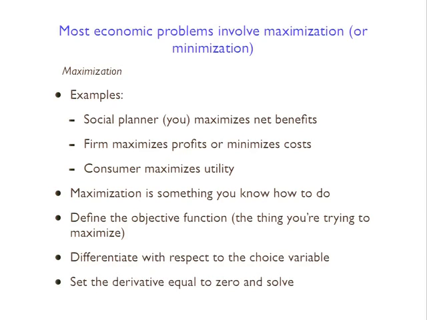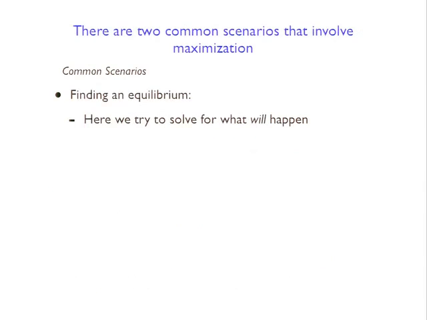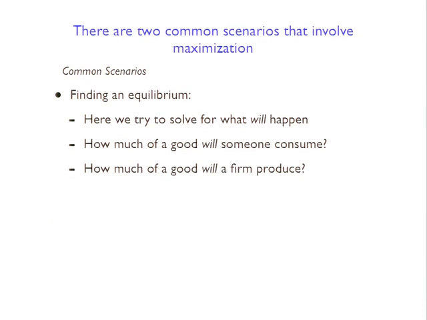And they're slightly different from each other. So you always want to keep that in mind and make sure you are aware of which one you're trying to do. So the first scenario basically involves finding an equilibrium. And the idea here is that we want to try to solve for what will happen. So the question would be worded in a way like, for example, how much of a good will someone consume in this scenario, or how much of a good will a firm produce in this scenario, or how much of it will be supplied in equilibrium. So this is like, let's just let the market operate and let's see what happens in terms of how much people buy or how much the firm is selling.